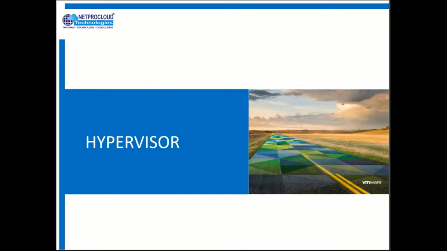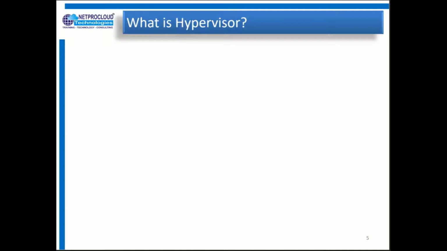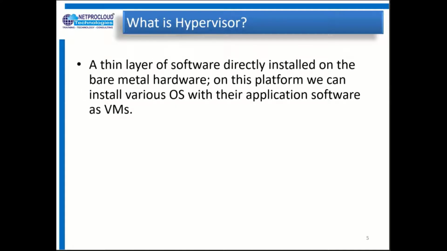So let's start. First of all, what is a hypervisor? A hypervisor is basically a thin layer of software which is directly installed on the bare metal hardware, meaning hardware with no operating system. On this platform, we can install various operating systems with their applications, and these operating systems with their applications are called virtual machines.